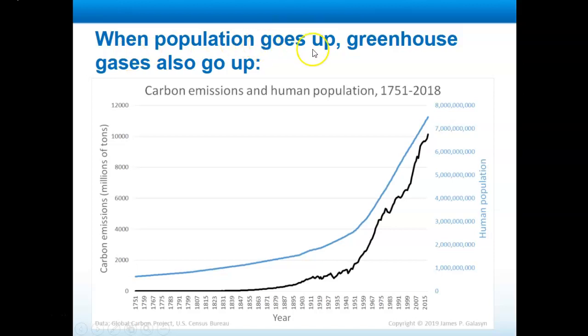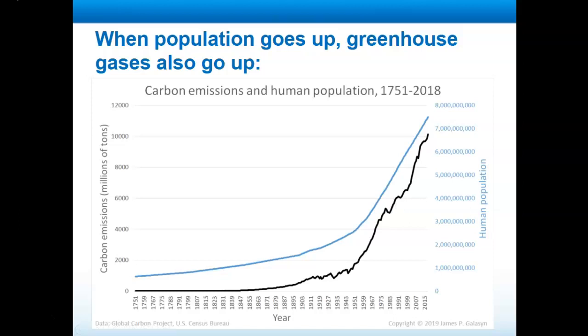When population goes up, the greenhouse gases also go up. This is a problem we have with the human population getting bigger. So the blue line here is the human population, and as that goes up, this black line is our greenhouse gases. It matches. The more humans we have, the more greenhouse gases we have.